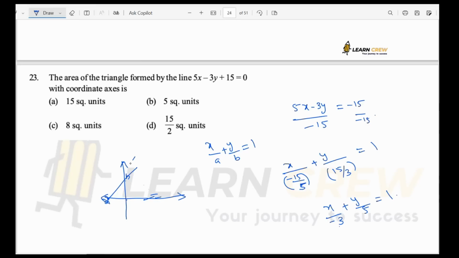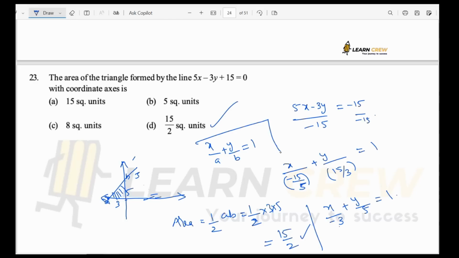It is 5. Okay. Now you need this area. From here to here, 3 units. From here to here, 5 units. Then the area would be half of AB, half of 3 into 5, which is 15 by 2. Okay. If an equation is in the form of x by a plus y by b, then the area formed with the coordinate axes would be half AB.